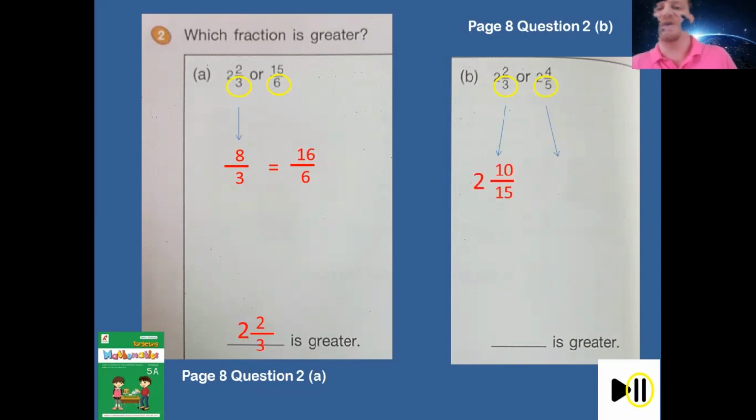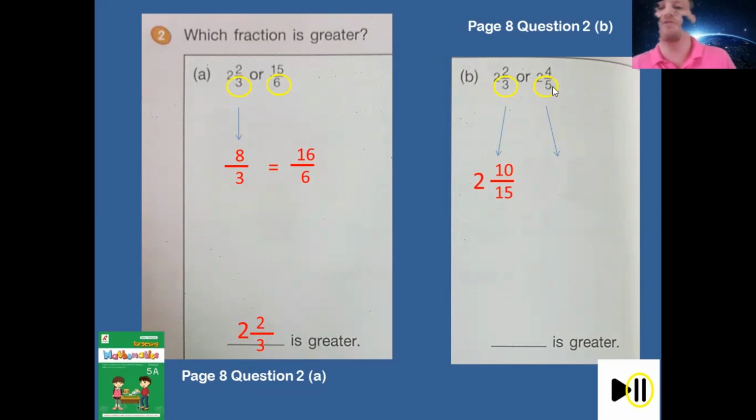What did we do? We turned the fraction 2 over 3 into 10 over 15. So we multiplied by 5. We kept the whole number. We didn't need to change that at all. We just changed the fraction, didn't we?